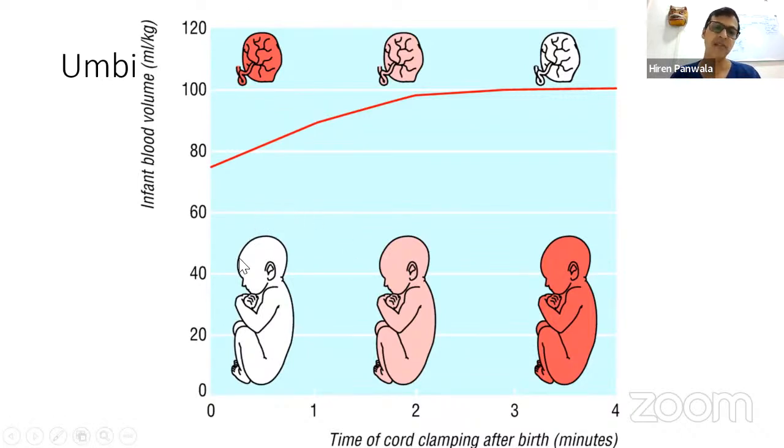This is very graphic. Even if we do immediate cord clamping, we do not have pale white babies like this. It is obviously just to emphasize how important it is to do delayed cord clamping. One minute later, this is how the baby would be. And two minutes later, this is how the placenta is devoid of all the RBCs and blood and the baby gets it. So the baby gets that additional 20 to 30 ml per kilo of blood volume if we do delayed cord clamping.